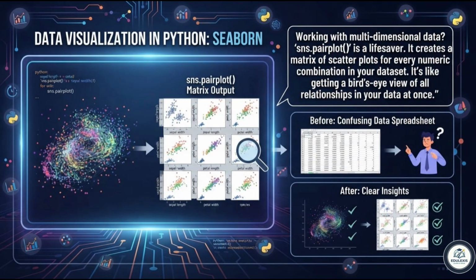Working with multidimensional data? sns.pairplot is a lifesaver. It creates a matrix of scatter plots for every numeric combination in your dataset. It's like getting a bird's-eye view of all relationships in your data at once.